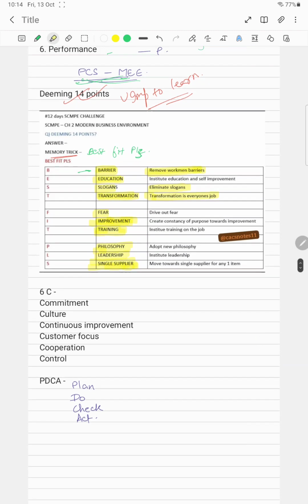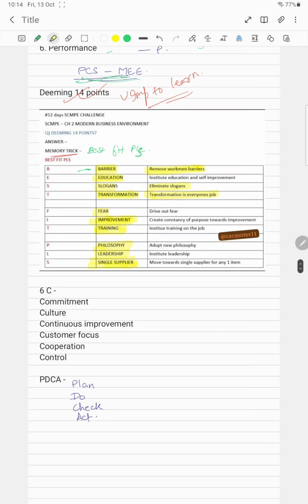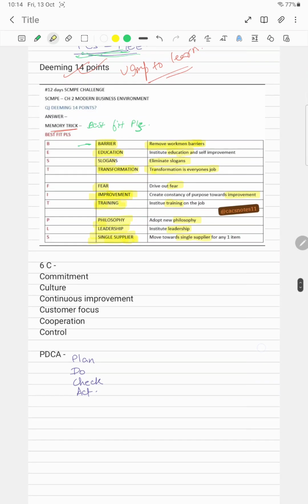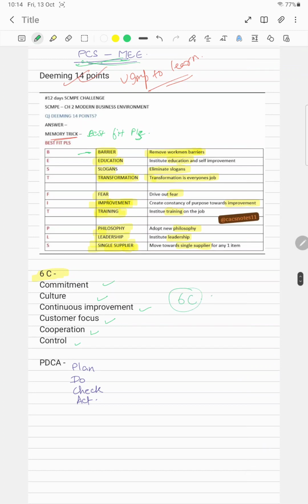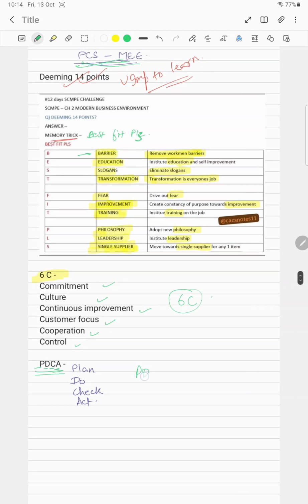So with this BEST FIT PLEASE, you can easily recall every keyword. See here, training you can remember, philosophy, then leadership, then single supplier, then here it's improvement, fear, here it is education. This way you can recall. Now 6C also you should remember. 6C, no memory trick because all the words start with C. So you have to remember commitment, culture, continuous improvement, customer focus, cooperation and control. These are very easy to recall using 6C. Then the PDCA itself says plan, do, check and act. This is the PDCA cycle.